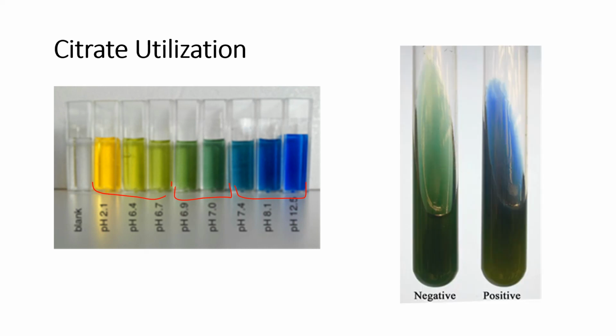So for the results, the original color of the media is green, it's neutral, and if it remains green, that means your bacteria are negative for being able to use citrate. If instead the media turns blue, that means the pH has increased because the bacteria produced ammonia as a waste product, and that indicates a positive.